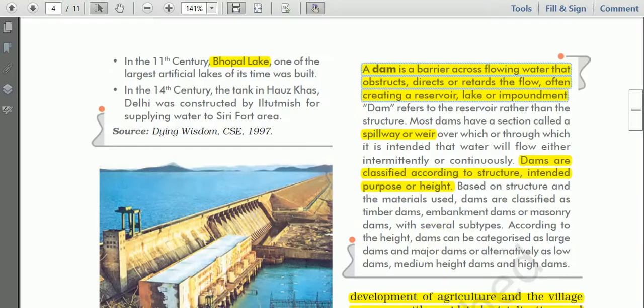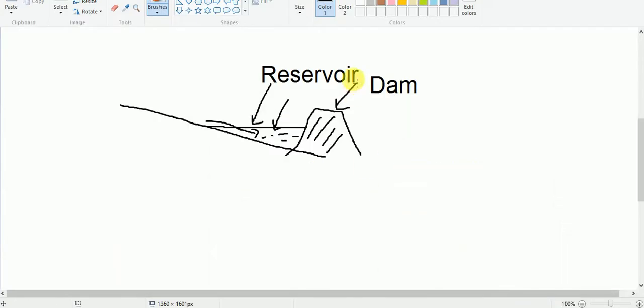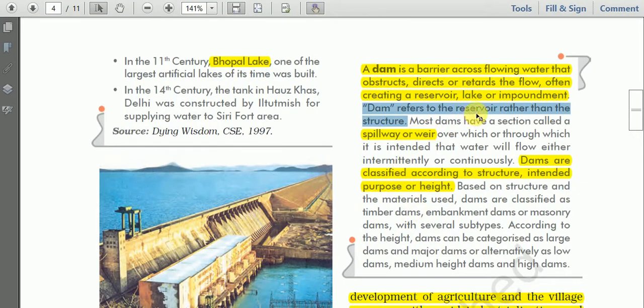Actually, it is written here. Dam refers to the reservoir rather than the structure. The actual definition of a dam is that a dam is a barrier across flowing water. In geography, this barrier is known as a dam. But for general people, we mainly refer to the reservoir rather than the structure. Here, structure means the wall, the barrier. Nowadays we refer to the reservoir as a dam.